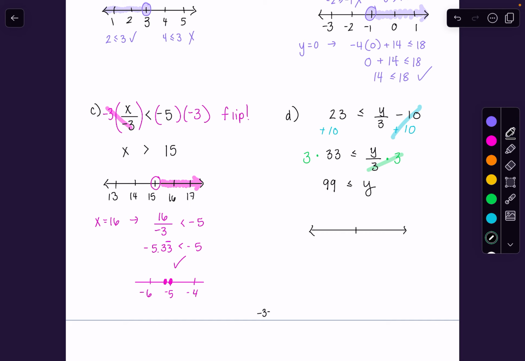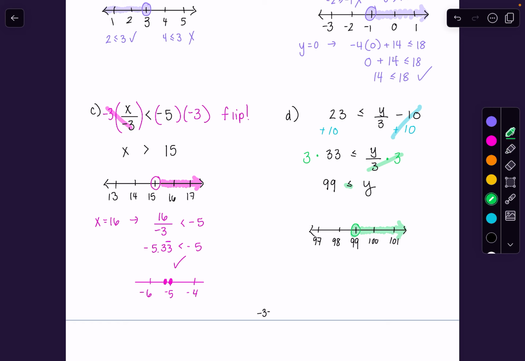But we want to graph it. So 99 is our key number. Add 100, add 1, 101. Subtract 1 a few times. 99 is the key. And because I have less than or equal, I can fill it in. And then my inequality is telling me that y is bigger than or equal to 99. So I can take all values that are bigger than it. So it means I'm going to shade to the right.